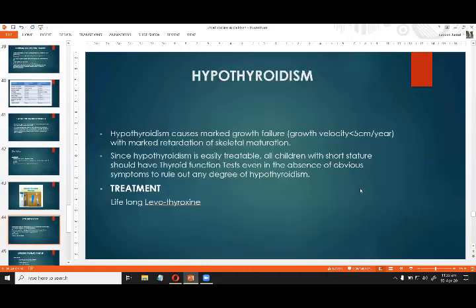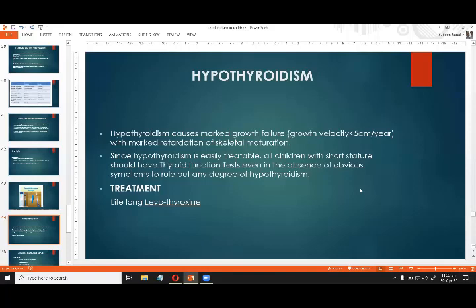The other important cause of short stature, a very common one, is hypothyroidism, as it causes marked growth failure with growth velocity less than 5 centimeters per year and marked retardation of skeletal maturation. Since hypothyroidism is a treatable cause that can be treated easily, all children with short stature should have a thyroid function test, even in the absence of obvious symptoms, to rule out any degree of hypothyroidism.